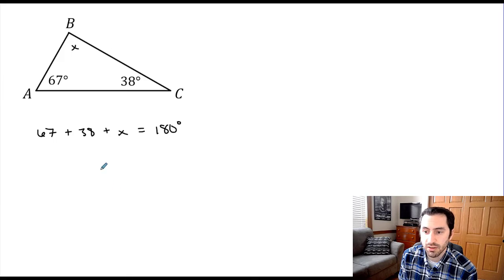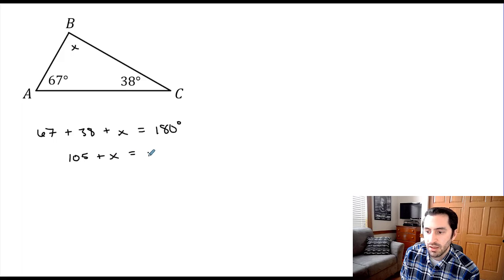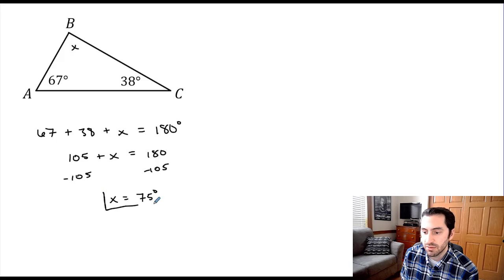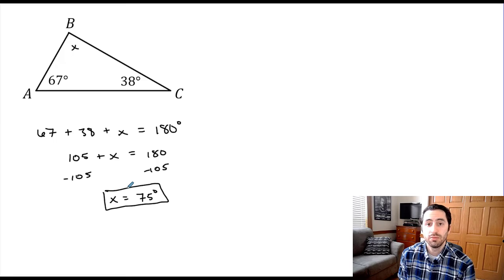So adding these together, 67 plus 38, that's going to be 105 degrees. And then we can subtract that from 180. So 180 minus 105, we end up with my unknown angle, so the measure of angle B is 75 degrees. So the triangle sum theorem is very useful, but overall it says that the sum of the interior angles of any triangle equals 180 degrees.